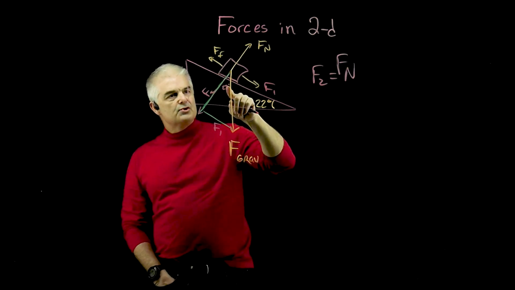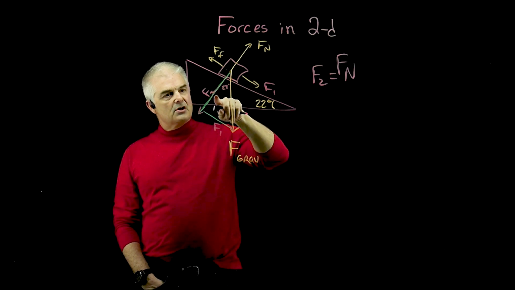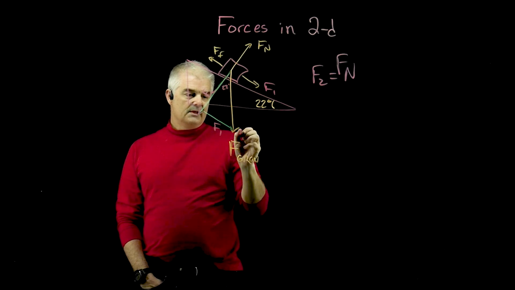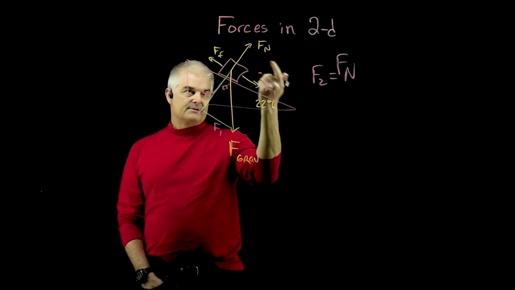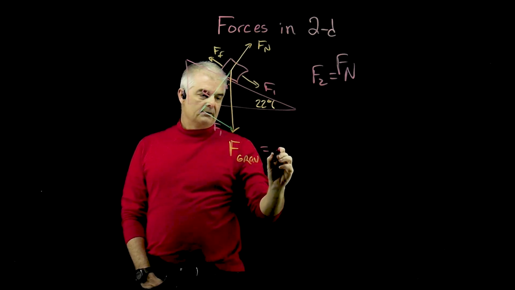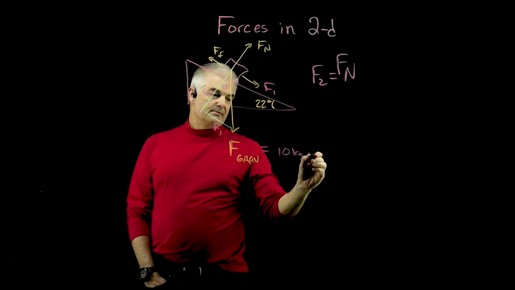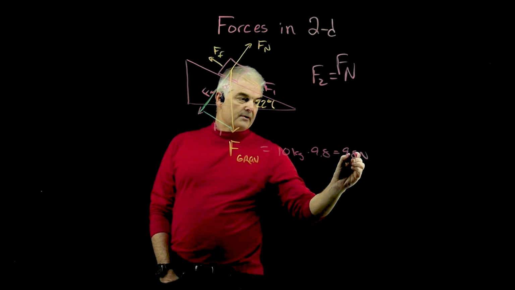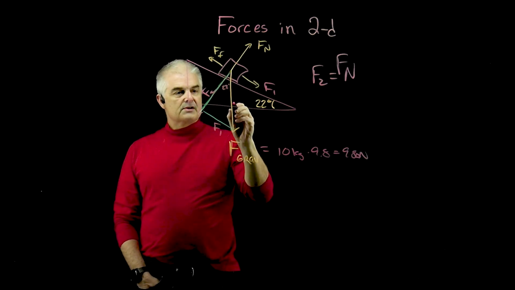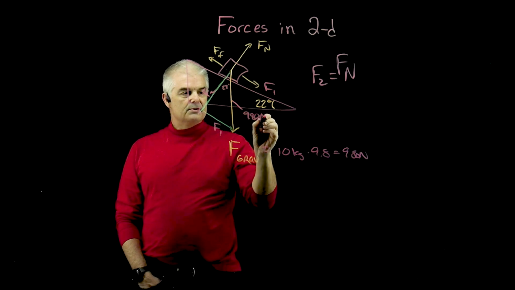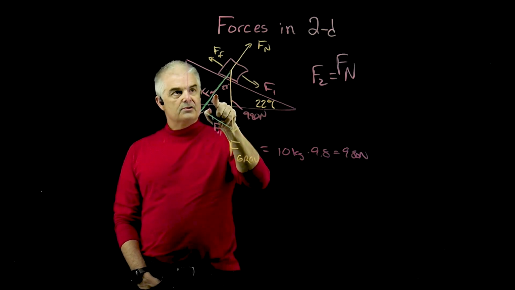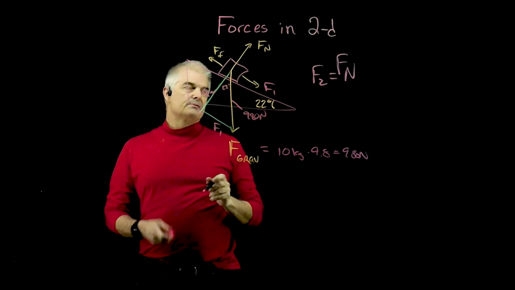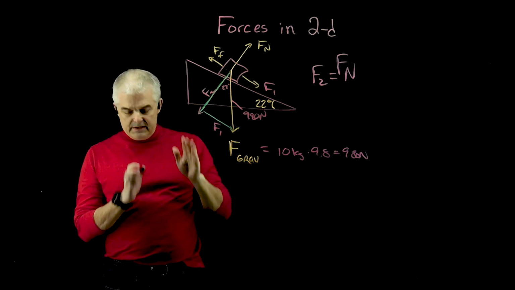So you use SOHCAHTOA to solve for F2, right? If you know this is 22 degrees, and the force of gravity, let's say we knew the object had a mass of 10 kilograms, that would be 10 kilograms times 9.8 meters per second squared, that's 98 newtons, or 980 newtons. So if you know this hypotenuse is 980 newtons, then you can solve for F2, which is the normal force, and then you can solve for F1, and then you can do problems with this, okay? So that's sort of the big idea.